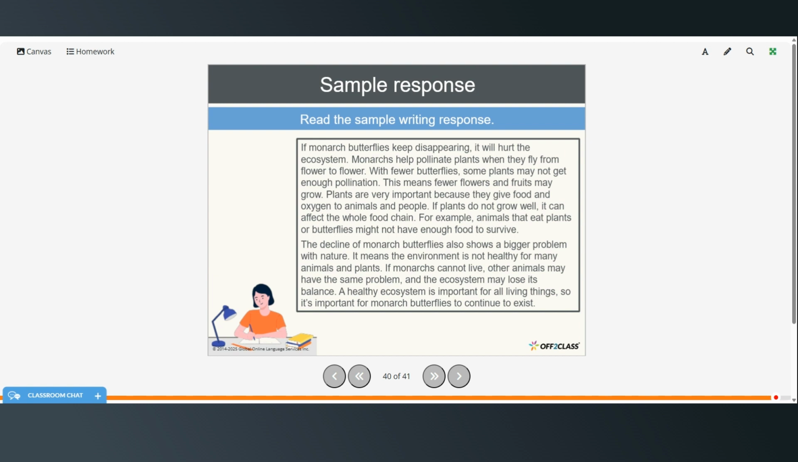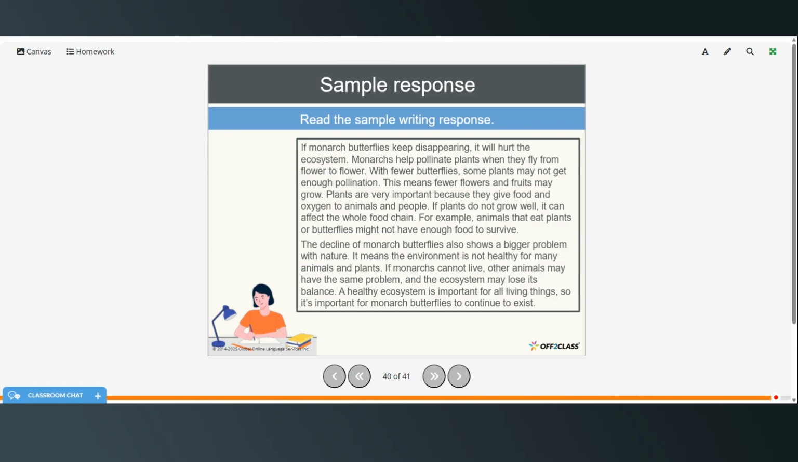If plants do not grow well, it can affect the whole food chain. For example, animals that eat plants or butterflies might not have enough food to survive.